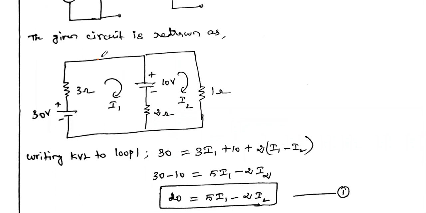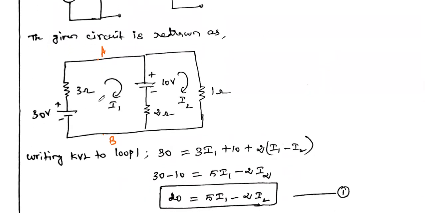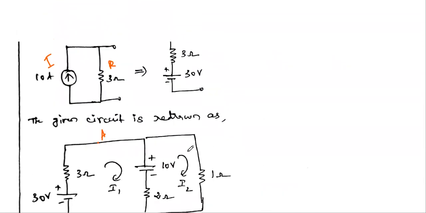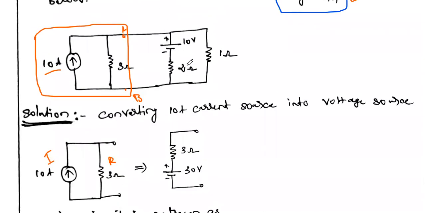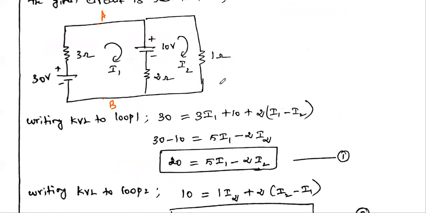Okay, so you see this is the A point, this is the B point. So in between A and B, the current source parallel with resistance, we are converting into one voltage source in series with resistance. Okay, so now the remaining components, this 10 volt battery, 2 ohm and 1 ohm resistor, as it is you draw. So now you see our given circuit is reduced into only a 2 loop circuit, that is a 2 mesh circuit. Okay, so now using the mesh analysis you can solve.